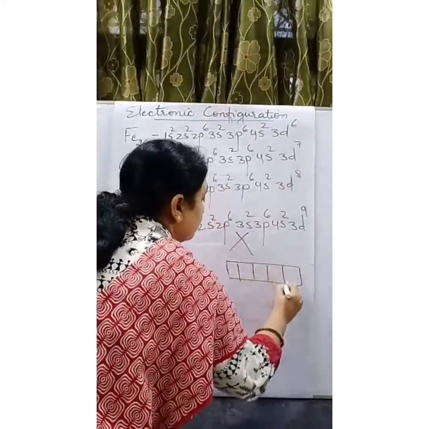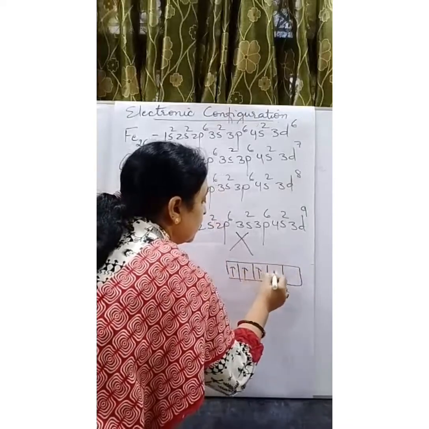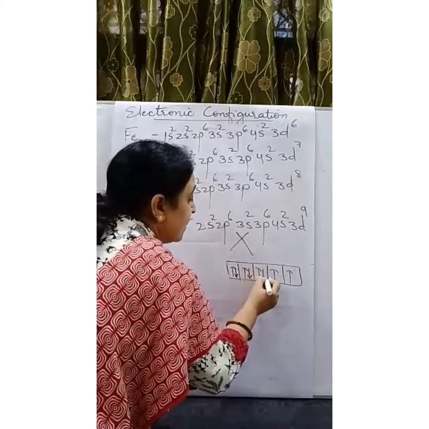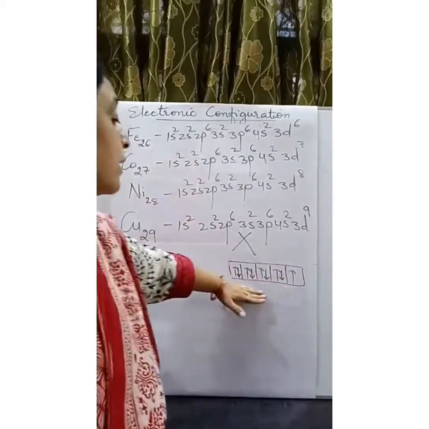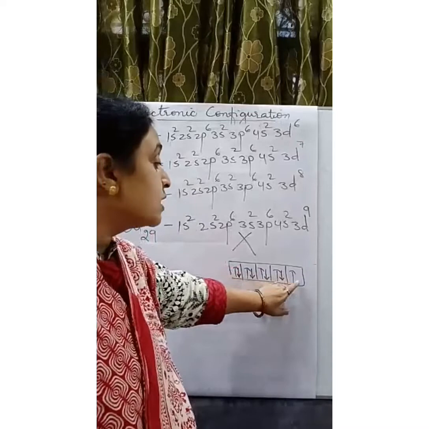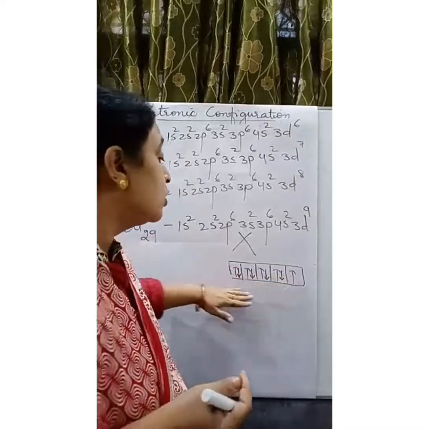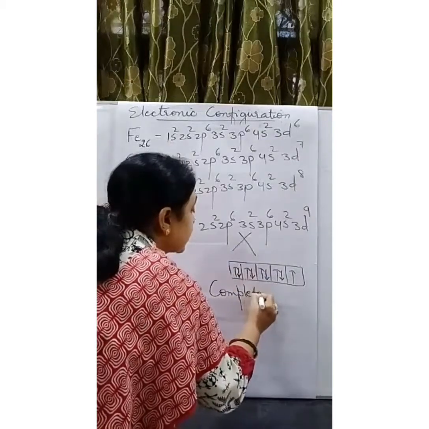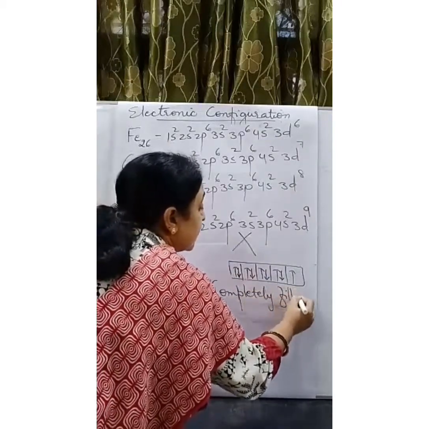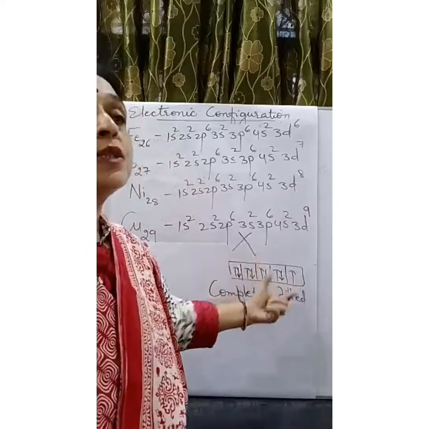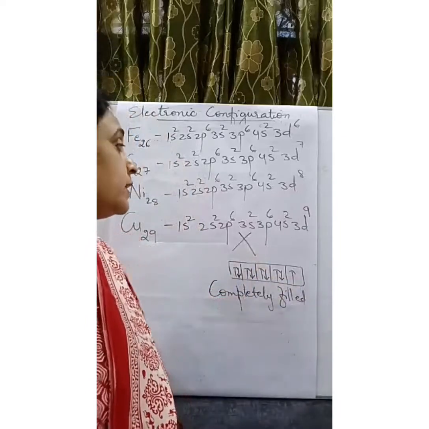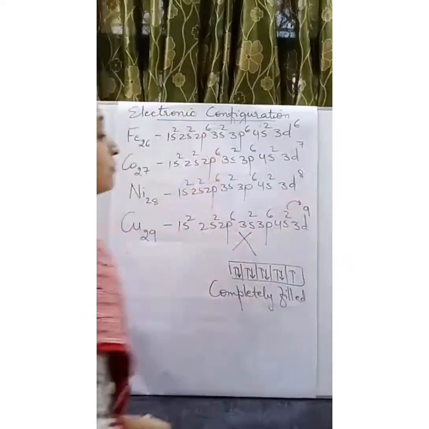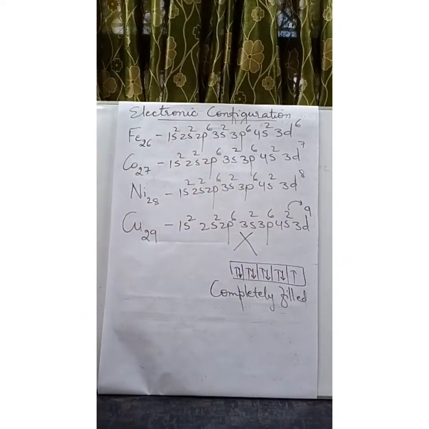1, 2, 3, 4 and 5 are singly occupied. Then 6, 7, 8 and 9. If you look at this orbital diagram, this requires only one electron to become completely filled. And once it is completely filled, it is stable. So it badly needs one electron to attain stability. So what it is going to do, it withdraws one electron from 4s and becomes stable.